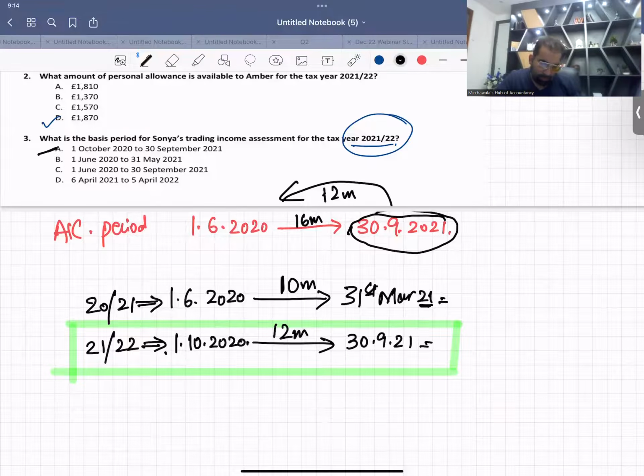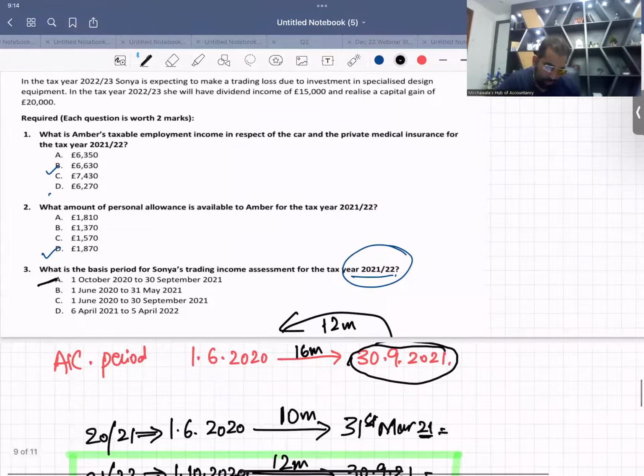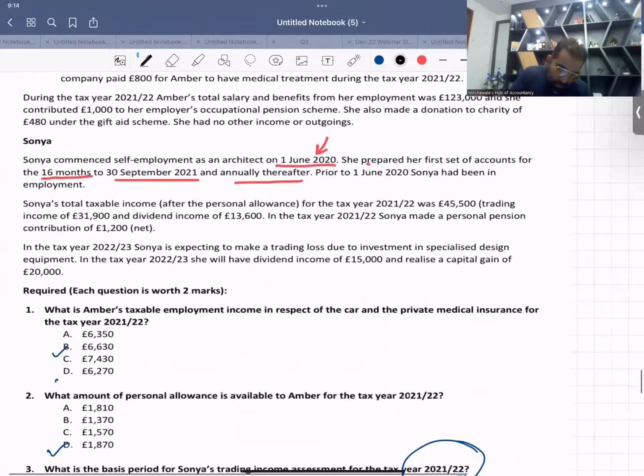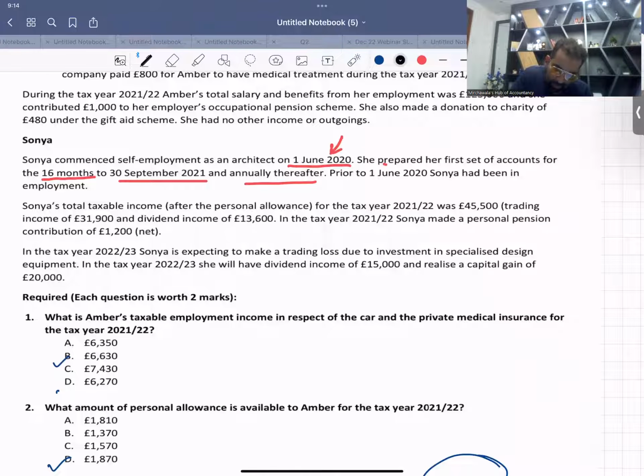Okay. So the next thing is now Sonia's taxable income after personal allowance for the tax year 21/22 is 45,500. See this. Trading income is 31,900 and dividend income is 13,600. Don't forget that they are saying taxable income. Taxable income means after deducting personal allowance.